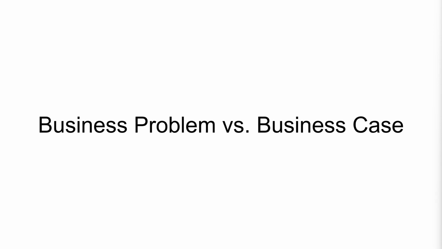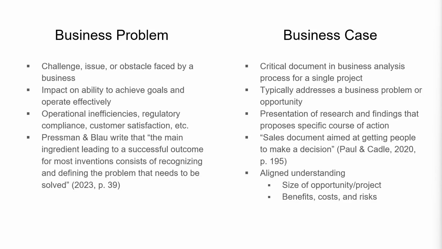First, let's discuss how a business problem differs from a business case. A business problem can be described as a challenge, issue, or obstacle that is negatively affecting an organization's ability to achieve its goals or operate effectively. Common sources of business problems include operational inefficiencies, regulatory compliance, and customer satisfaction. Pressman and Blau write that the main ingredient leading to the successful outcome for most inventions consists of recognizing and defining the problem that needs to be solved.